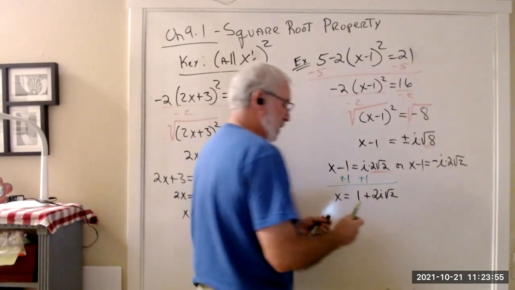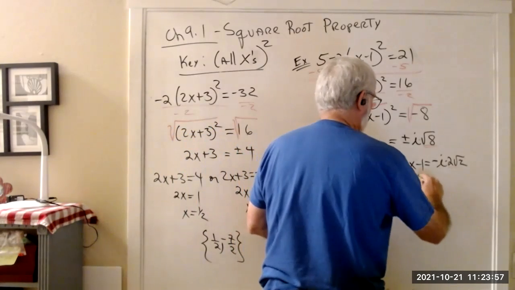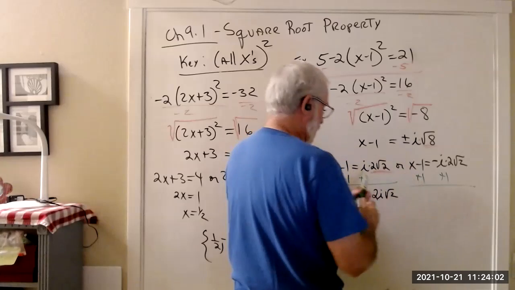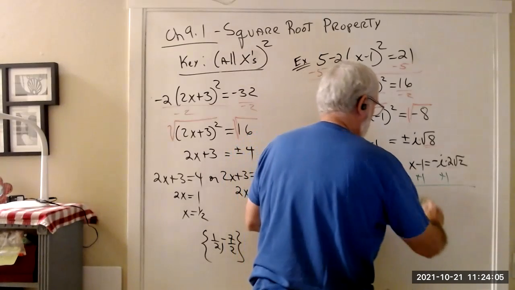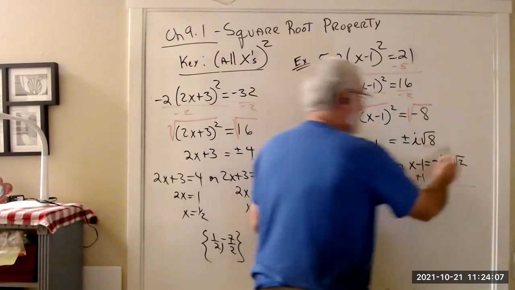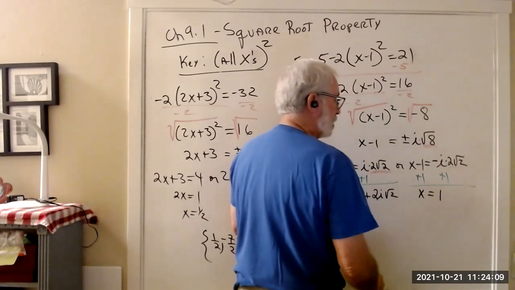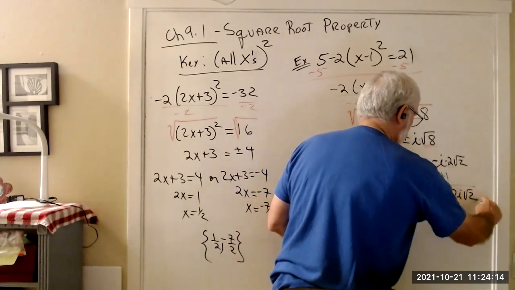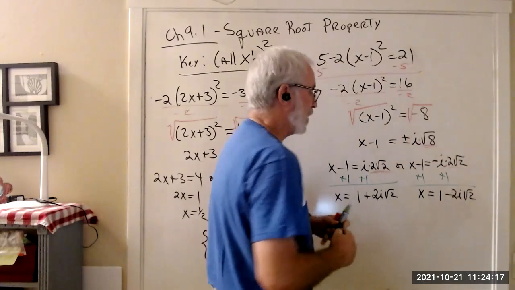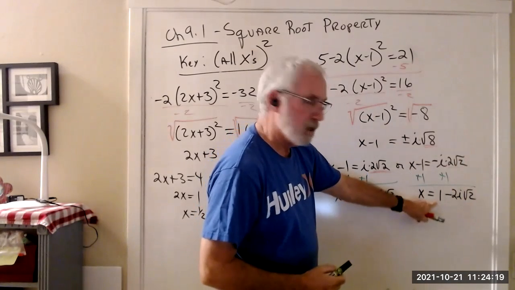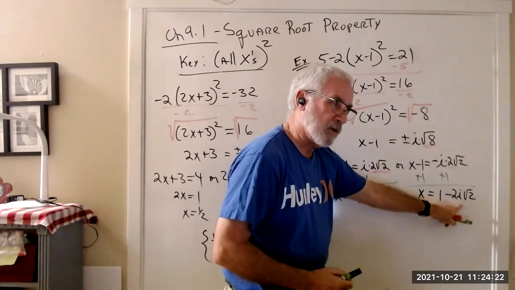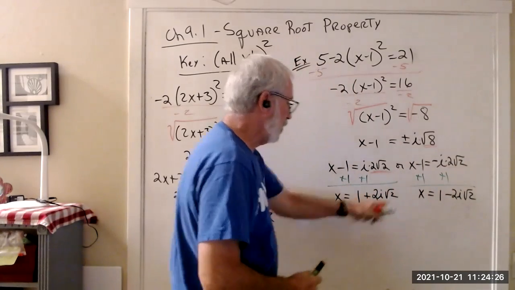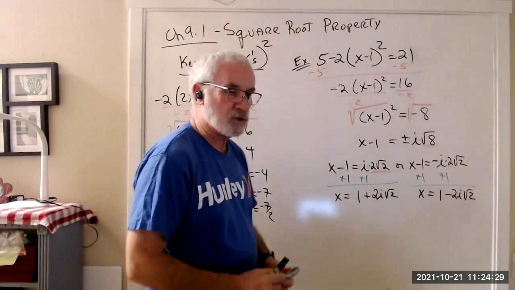All right, we come over here to this side. We add 1 here, add 1 here. Again, that's to get x by itself. But this time I have 1, and then I have minus 2i radical 2. Again, I have the real number 1 and the imaginary number, and you can't technically combine them. Okay, so those are my answers.